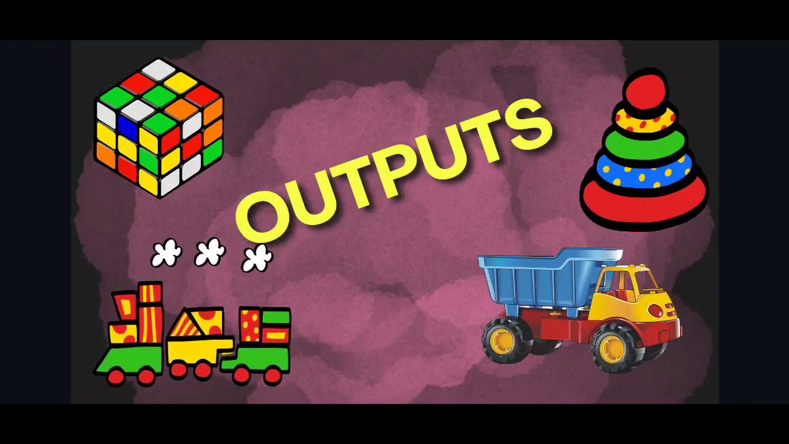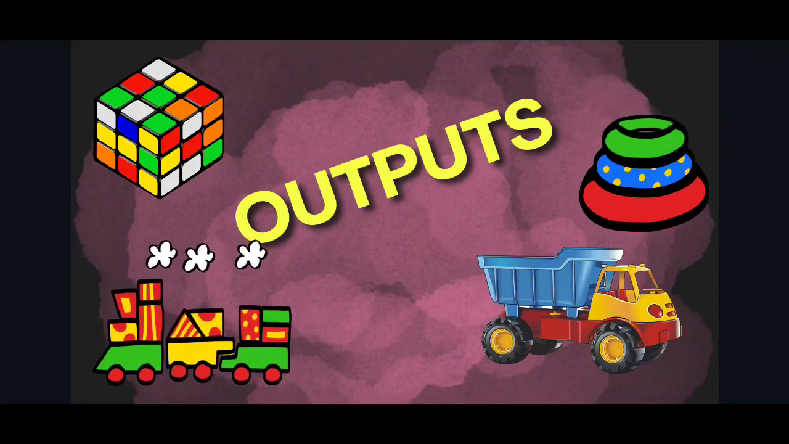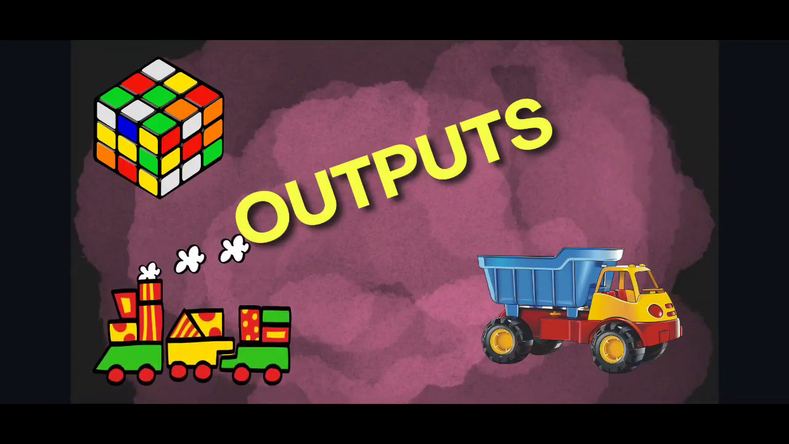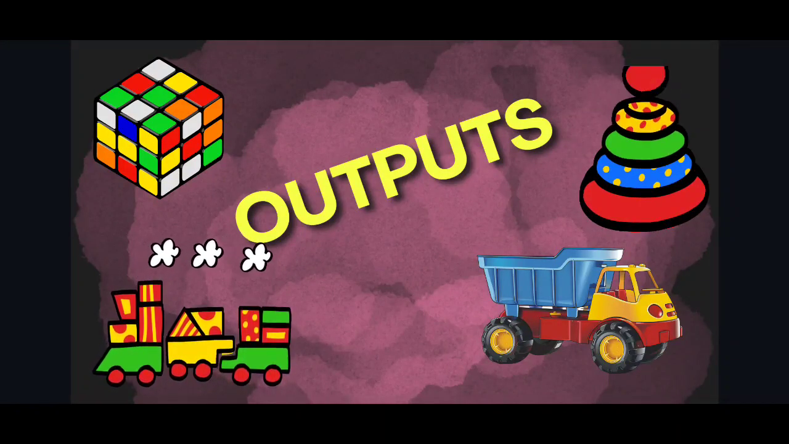Outputs include the finished products themselves, the toys, the packaging that protects and showcases them, and the data that helps us make the toys better in the future.